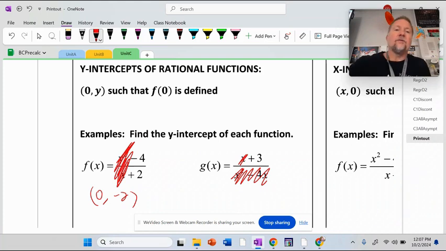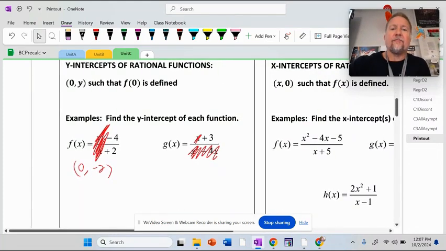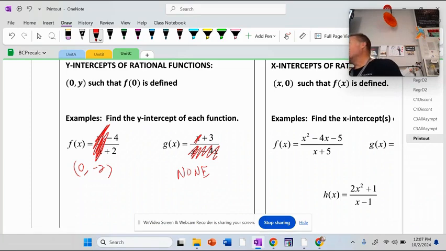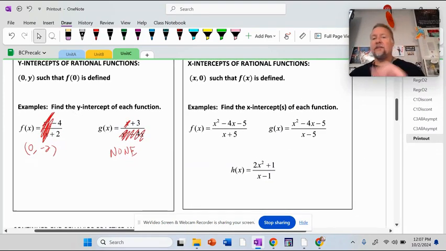Undefined. Okay, so actually they're just saying find the y-intercept for each one. So this would be a none. You wouldn't have any on this one. It's 3 over 0, which is undefined. You guys can handle that, right? I don't have to over explain that. Okay, and then x-intercept, you plug in 0, say it, for y.